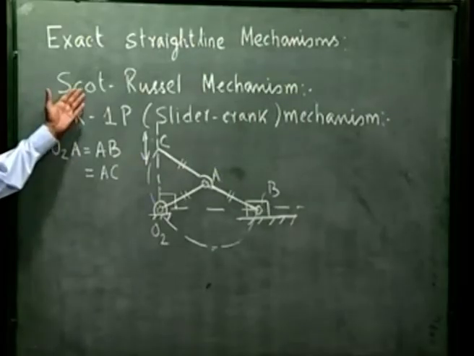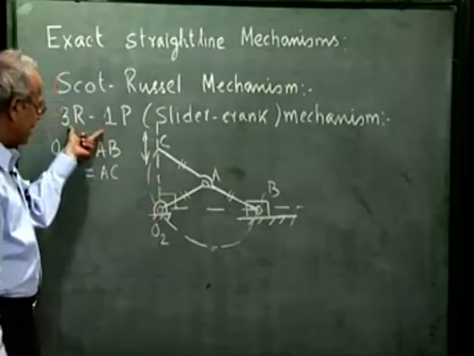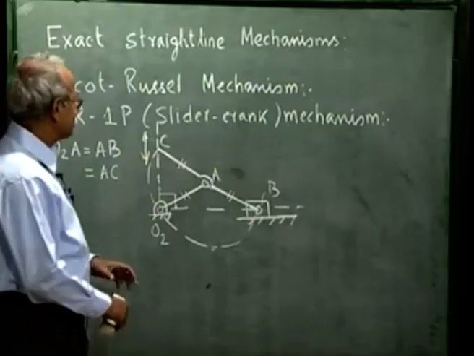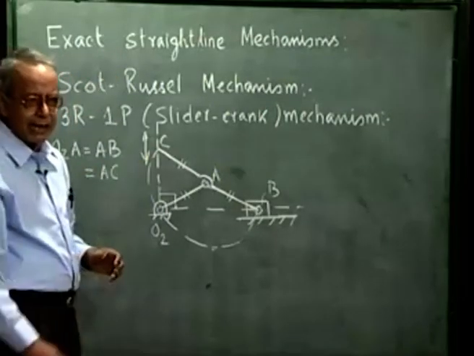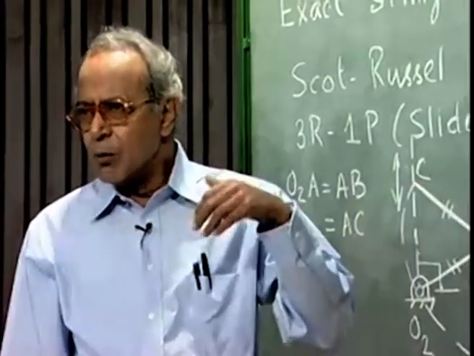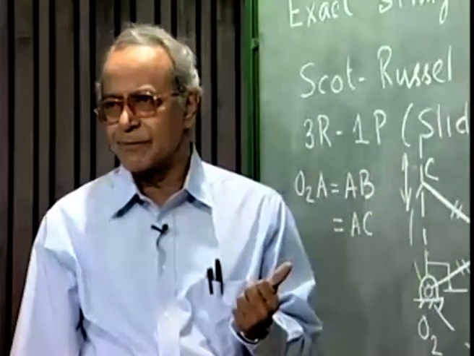So this is what we call Scott-Russell mechanism. As we see, we are using a 3R1P mechanism, not a 4R linkage. Next, we shall discuss some exact straight line mechanisms using only R pairs. Obviously, we have to go for a number of links more than 4, because 4R mechanisms can never generate an exact straight line. Exact straight line mechanisms using only R pairs are designed on the basis of a geometric principle which is called inversion.